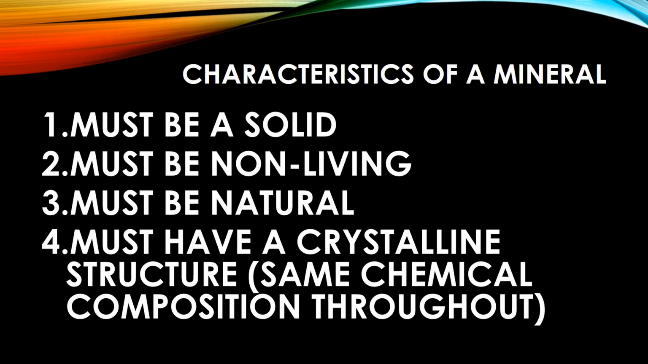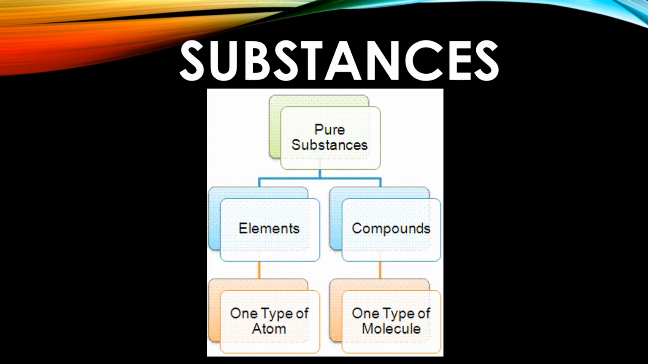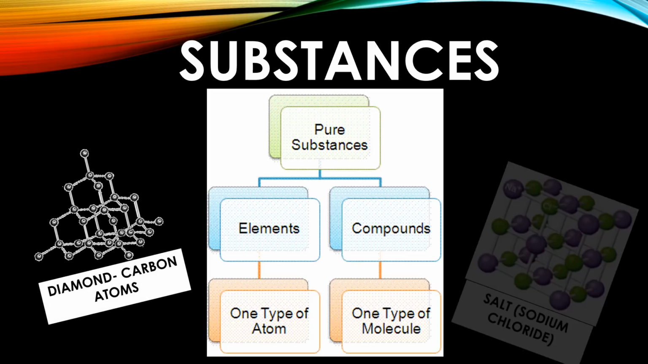Finally, in order to be considered a mineral, it must contain the same chemical composition throughout with a crystalline structure. The structure is the pattern of atoms that make up the mineral. This connects with what we talked about in chemistry when we discussed substances. Substances, whether they be elements or compounds, are composed of a specific arrangement of atoms and nothing else. Minerals are a continuation of the same rule, whereas they must be made of the same atoms throughout.